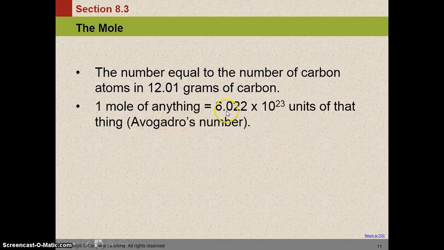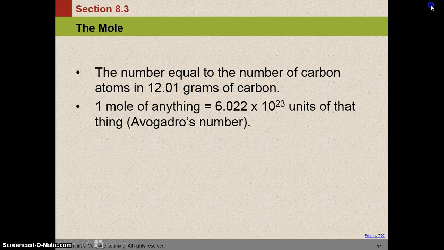1 mole of anything is 6.022 times 10 to the 23rd units of that thing. So I could have a mole of ducks, a mole of elephants, a mole of marbles. If I have 1 mole of whatever it is, I'm telling you that in that mole there are 6.022 times 10 to the 23rd of them, whether it be marbles or ducks or elephants or whatever it is. And that's Avogadro's number.